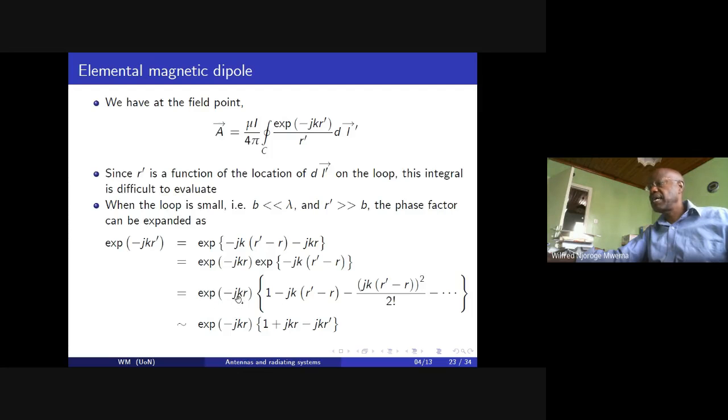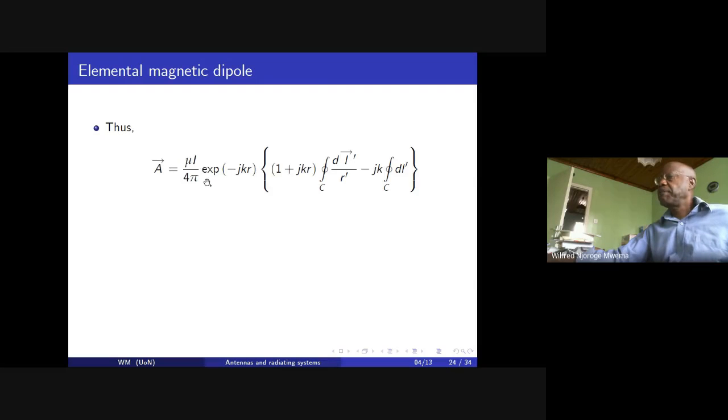So we'll have the exponent of minus jkr into 1 minus jk into r prime minus r, minus jk times r prime minus r all squared, divided by twice factorial, and so forth as we go on. In the end, we can just take the first two linear terms and we get the exponent of minus jkr into 1 plus jkr minus jk r prime. Now A can simply be given as mu I over 4 pi, the exponent of minus jkr into 1 plus jkr times the integral of dl by r prime, minus jk and the integral of dl prime. And what we notice is that the integral over the closed path is going to go to 0.